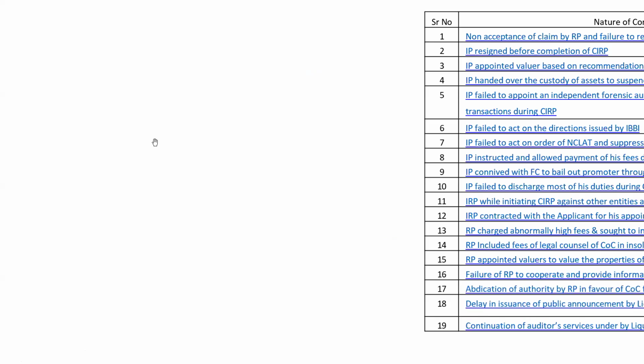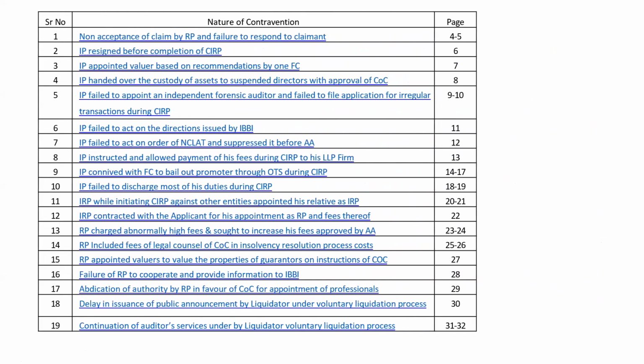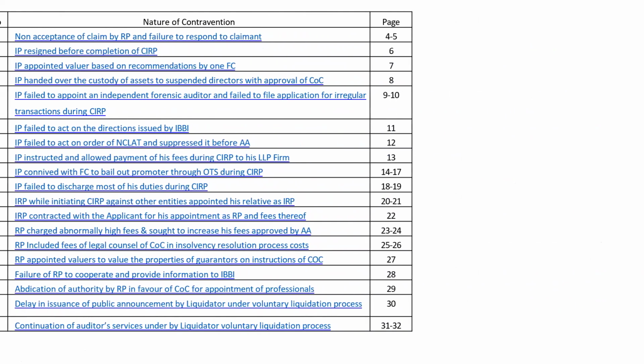क्यों, क्या क्या थे इसमें। एक तो जैसे ये है कि आपका नॉन एक्सेप्टेंस ऑफ क्लेम बाय आरपी एंड फेलियर टू रिस्पॉन्ड टू क्लेमेंट। IP resigned before completion of CIRP, so you cannot run away from an assignment. IP appointed valuer based on recommendation by 1FC. So 1FC, howsoever influential he is, so he cannot recommend.